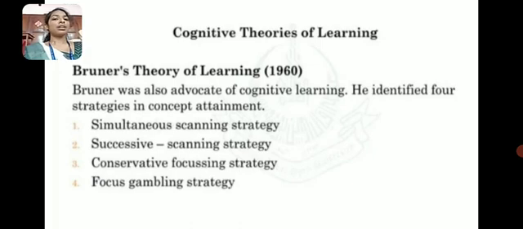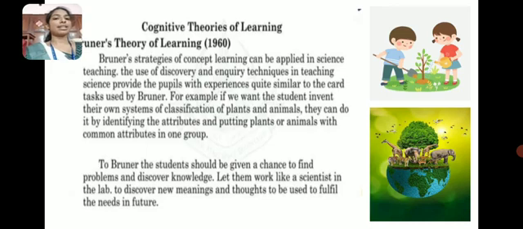Jerome Bruner was an advocate of cognitive learning, and he identified four strategies: simultaneous scanning strategy, successive scanning strategy, conservative focusing strategy, and focus gambling strategy. Bruner's theory was applied in the science of teaching. For example, if we want students to invent their own system of classification of plants and animals, they can do it by identifying the attributes and putting plants or animals with common attributes in a group.